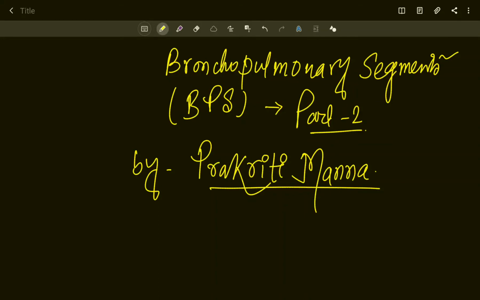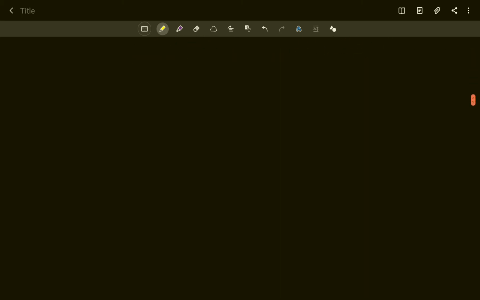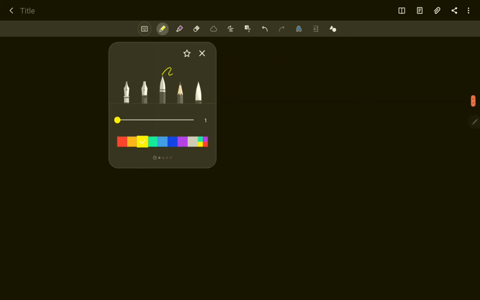Now start with the bronchopulmonary segment part 2. I already talked a little bit about bronchopulmonary segment in part 1. I already told you that your right lung has three lobes and left lung has two lobes. Okay, so now I'm going to give you some overview on bronchopulmonary segment.